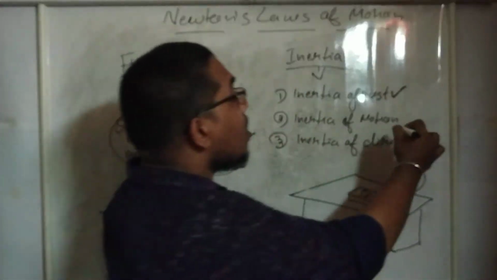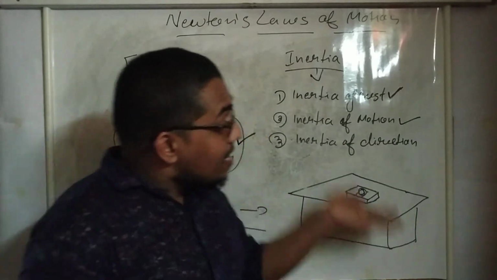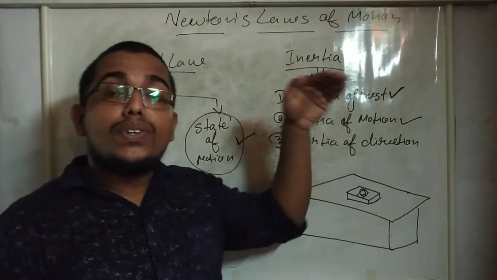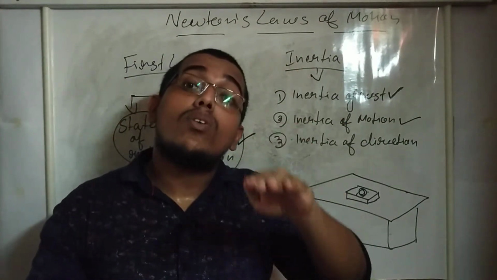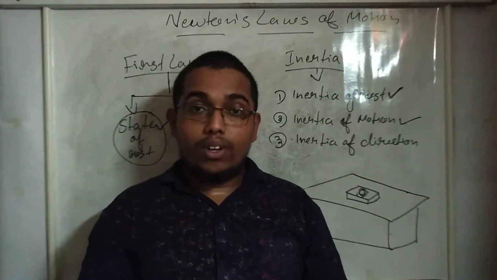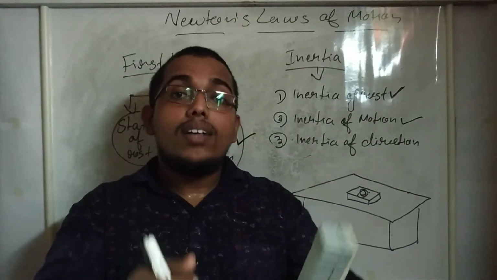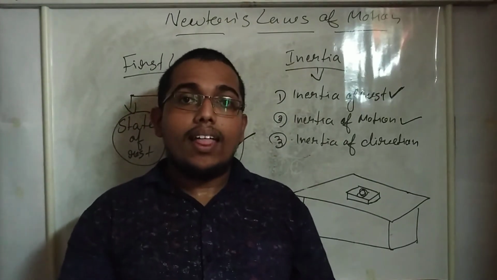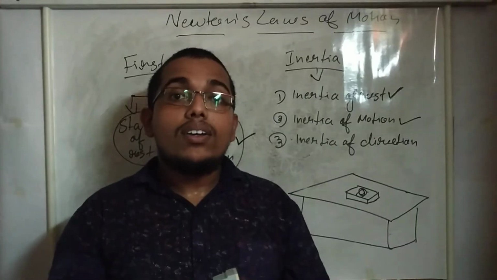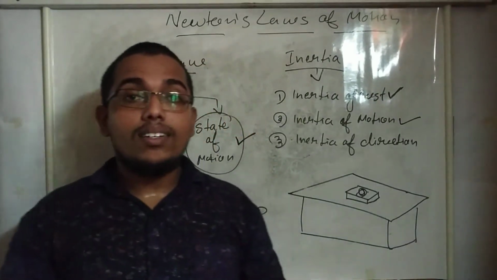And the second one, inertia of motion. What is inertia of motion? It is the tendency of a body to remain in its state of motion. That is what we call inertia of motion. For example, when a running car or bus stops suddenly, the passengers fall forward. What is the reason?